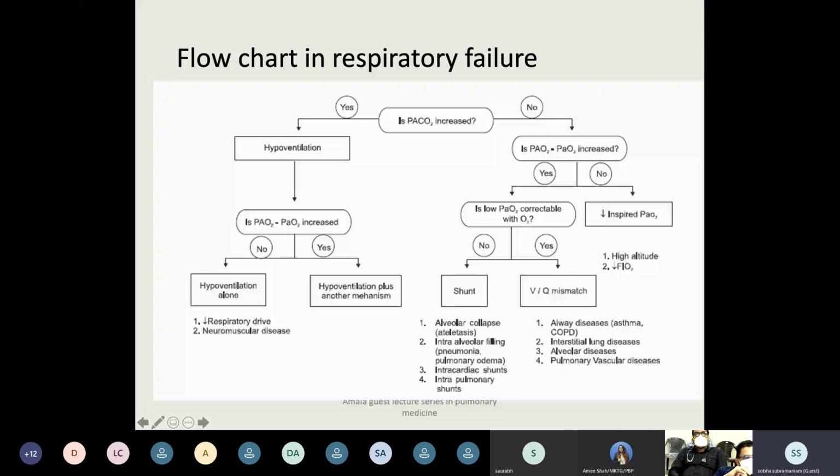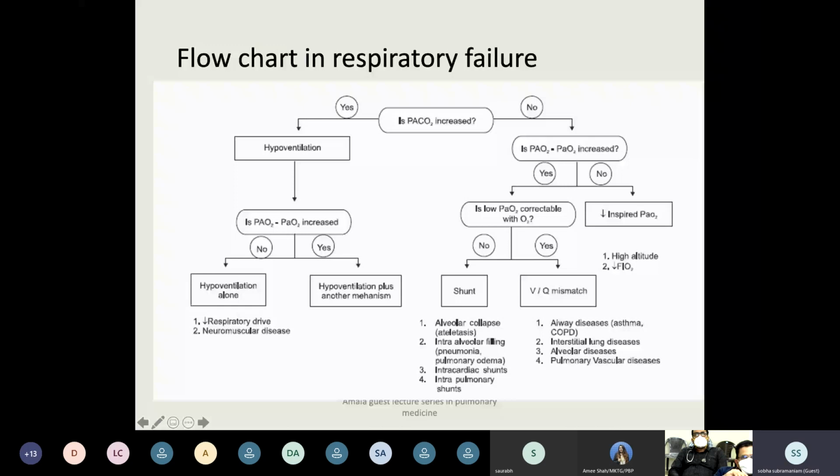The alveolar arterial gradient. Is it increased? Yes. That means in addition to hypoventilation, you have another mechanism inside the lungs. That is what it shows. Whereas if the alveolar arterial gradient is normal, that means that hypoventilation alone is the cause for hypercapnia. It could be neuromuscular disease or reduced respiratory drive as in sedation or other CNS causes.